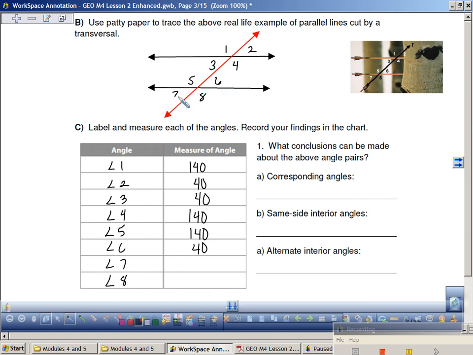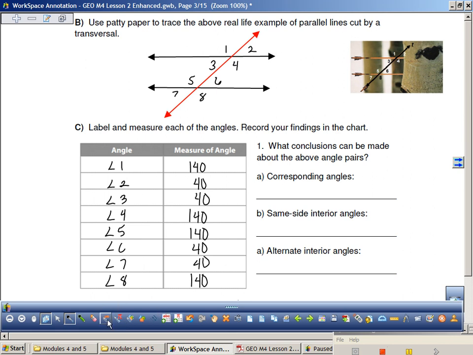Angle 7. It's vertical. It's also corresponding, right? Okay. So it's what? How much? 40. And 8? 140 because it's vertical. It's also corresponding with 4, right? All right, so what can we say about corresponding angles? They're congruent.